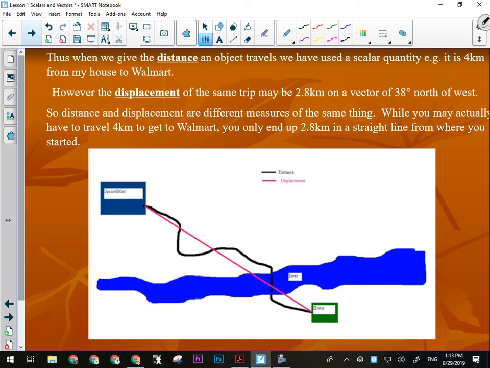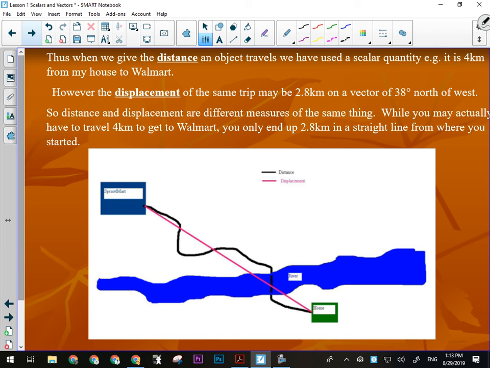No, this purple line is how far I am from my house. Remember, shortest distance between 2 points is a straight line. That straight line is the displacement. It's how much I've changed my position and in what direction in going from my house to Walmart. So there's the 2 different points of view on this trip.